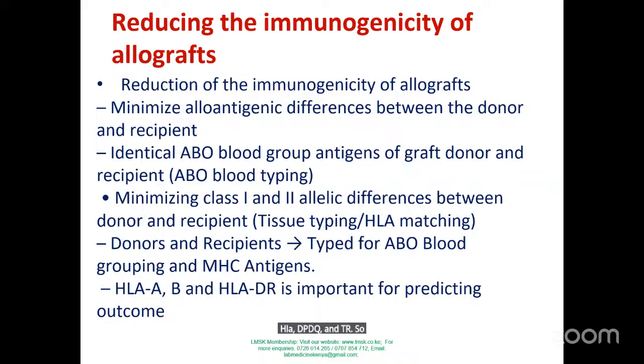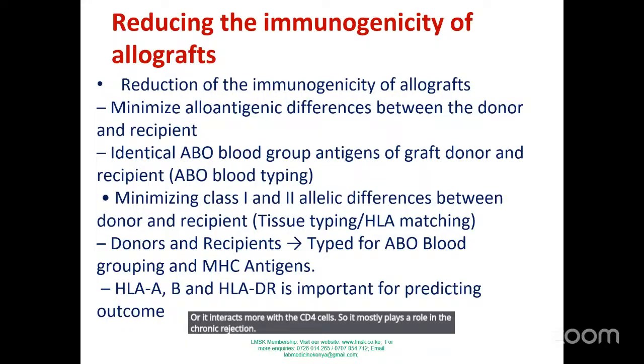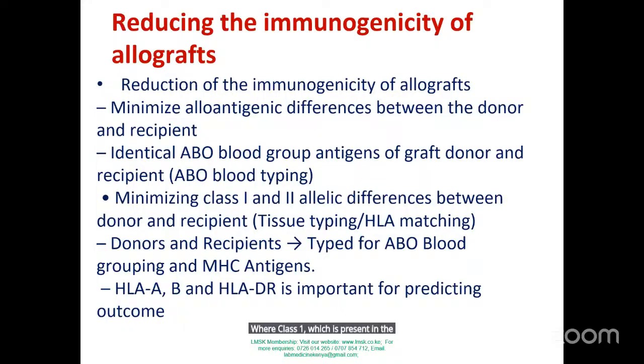So MHC class 2 mostly interacts with the CD4 cells, so it mostly plays a role in chronic rejection. While class 1, which is present on the surface of all nucleated cells, plays a role in acute rejection, mostly interacting with the cytotoxic T cells, the CD8 cells.